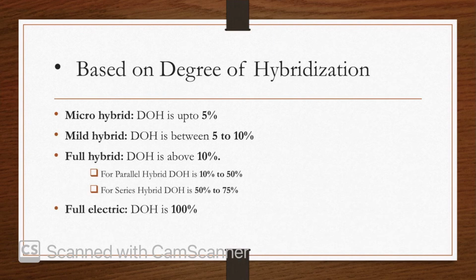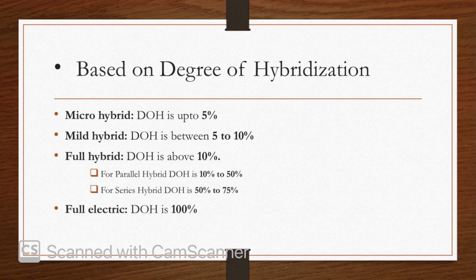There are four classifications based on degree of hybridization. First is microhybrid. In microhybrid, the degree of hybridization is up to 5%. Then second is mild hybrid. In this mild hybrid, the degree of hybridization of the vehicle lies between 5 to 10%. Then the third type is full hybrid. In this full hybrid, the degree of hybridization of the vehicle is about 10%.